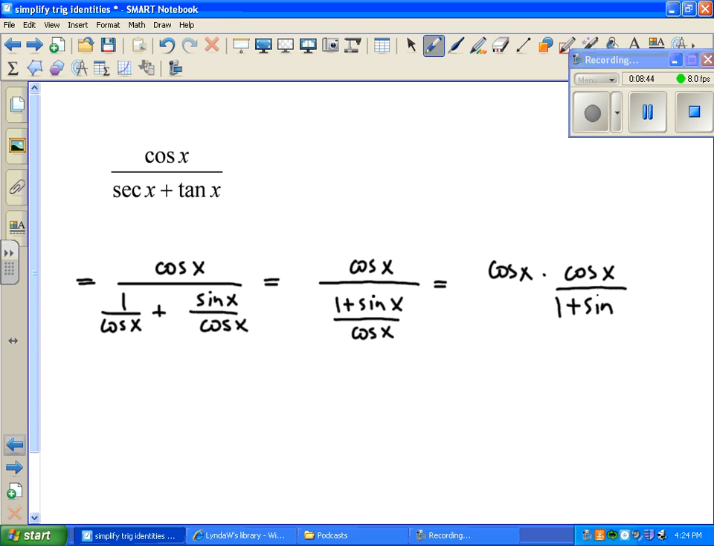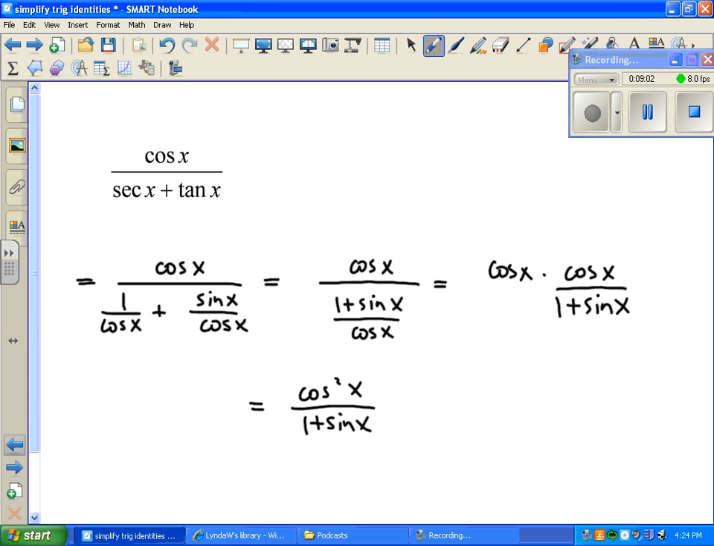Okay, now if I multiply by the reciprocal, the cosine of x times the cosine of x over 1 plus the sine of x. Now it would have been nice if that cosine had been on the bottom because then it would have canceled out, but it doesn't. I'm going to end up with cosine squared divided by 1 plus the sine of x. Now what do I do?